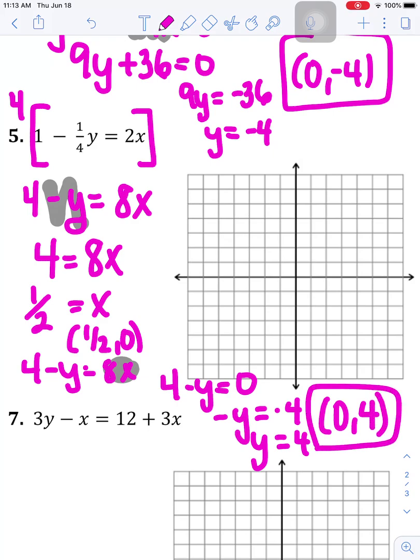Now, if you chose to work with the fractions, that's perfectly fine, and you should have actually gotten the same thing. So you would get the x-intercept to be a half, y-intercept to be 0, 4, 1, 2, 3, 4. You plot your points, draw your line, and you have a nice graph.